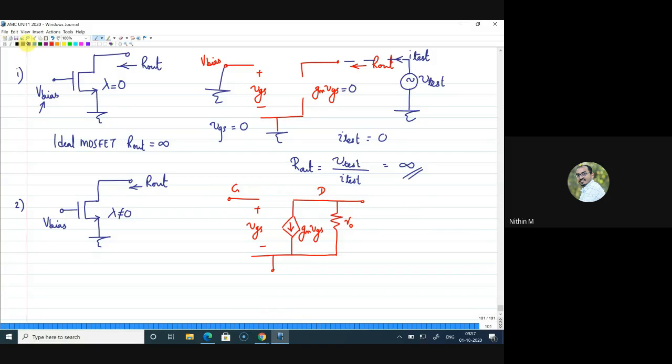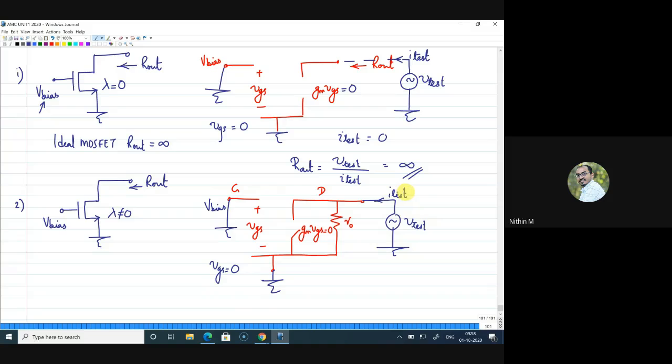Here it is given V bias, but we know that in order to calculate output resistance, first we have to short this, because independent sources should be nullified. I have done that. Source is also ground. That means your VGS is equal to 0. That will make this an open circuit. Right, VGS is equal to 0, gm VGS will be equal to 0. Now if I connect a test voltage here with the value of V test, with this as I test.